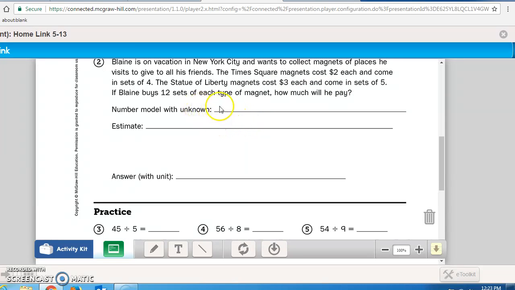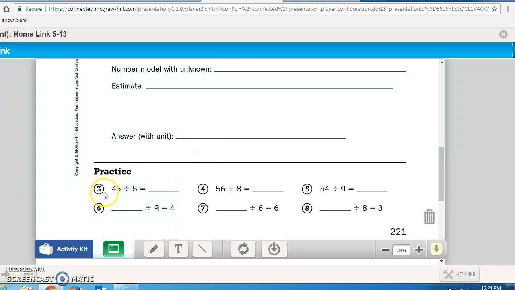So again, you're going to need to do 12 times the $2 each times 4, because they come in sets of 4, and then add that to 12 times $3 each times 5 equals P for how much he will pay. Then you need to write your estimate and your answer. Finish this page by doing the last 6 division problems at the bottom. Bring it up to me when it's completed, and you are done with lesson 5.13.